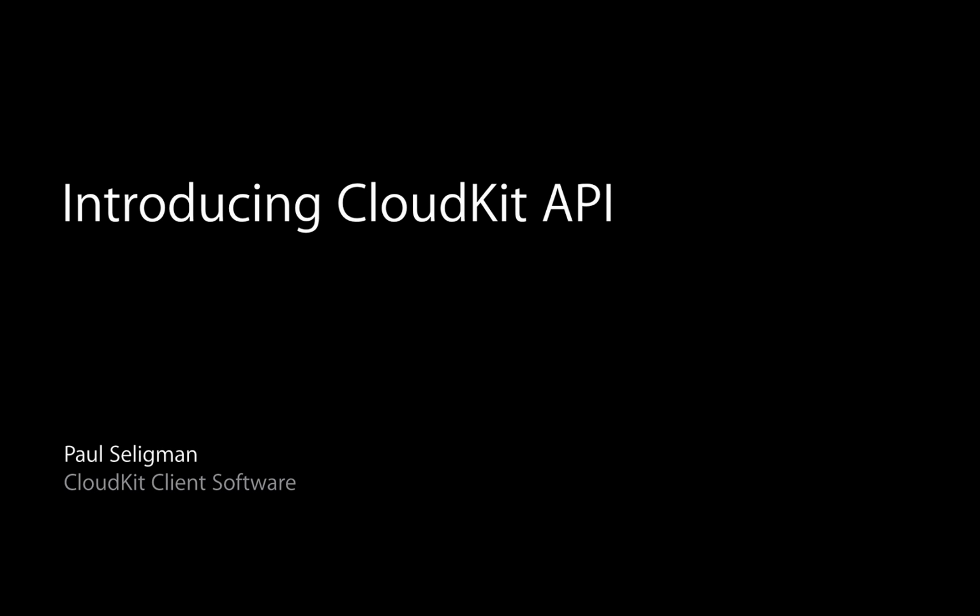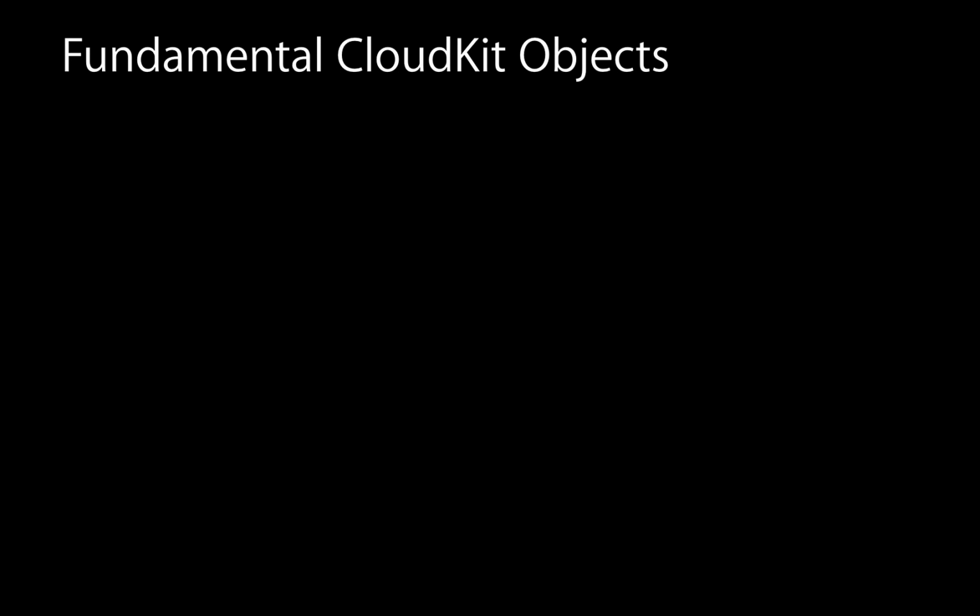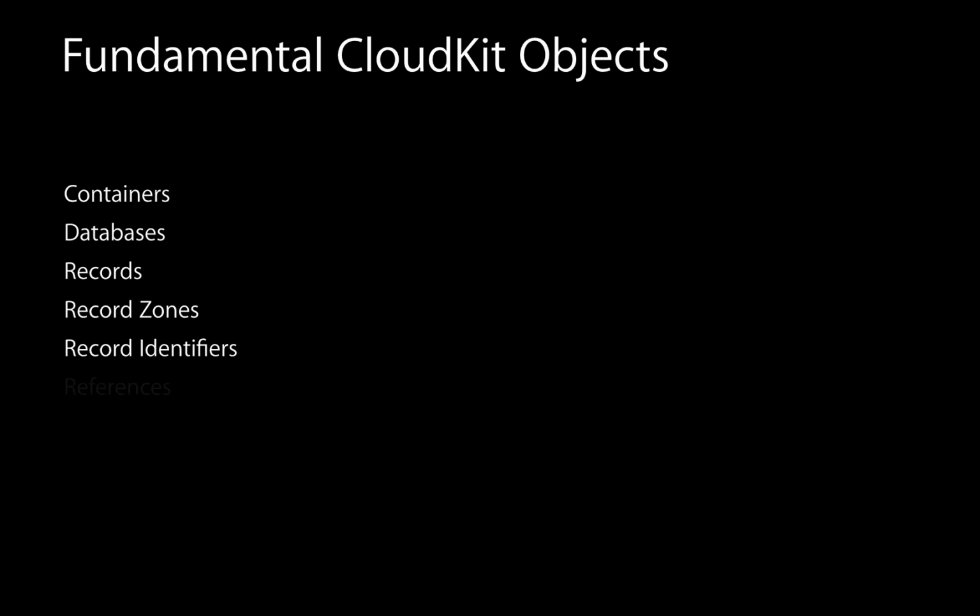All right. Thank you, Olivier. As Olivier said, my name's Paul. I work on the CloudKit client framework, and I'm very excited to talk to you guys today about CloudKit. We're going to start talking about the fundamental CloudKit objects. These are going to be the set of objects that you're initially exposed to when you open up and start playing with the CloudKit framework. Just running through a quick list of them, we're going to talk about containers, and we're going to talk about databases. We're going to talk about records. We're going to talk about record zones and record identifiers. We're going to talk about references, and we're going to talk about assets. It's quite a list. This is going to be a really fun and really jam-packed session.